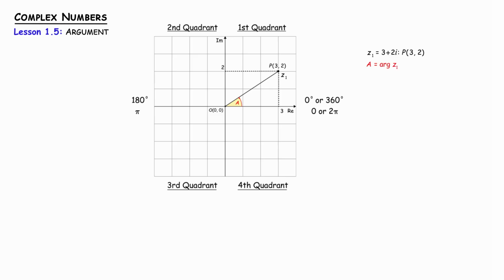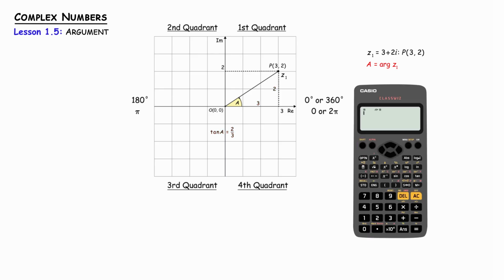The angle A is called the argument of z1, denoted as arg z1. Calculate A using tan. Tan A is 2 over 3. So the argument of z1 is the inverse tan of 2/3. Therefore, A is the inverse tan of 2/3, which works out to be 33.7 degrees.